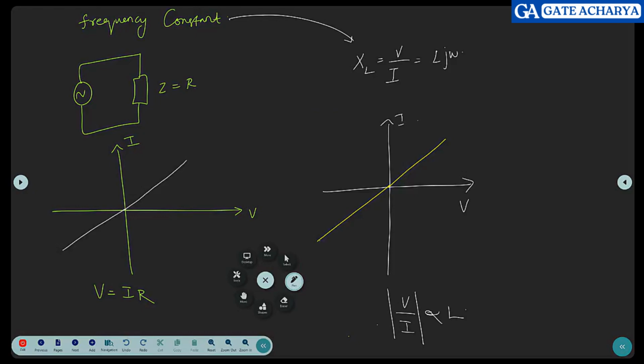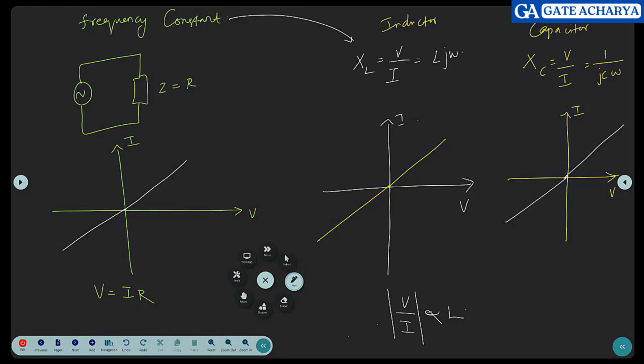If I do something like that for a capacitor, this was for an inductor. XC is V by I, 1 by j C omega. And if you say the frequency is constant again, let us say 50 hertz, it's a constant number. The capacitance value is, let us say, 1 microfarad. That is also constant. So V is directly proportional to I. So whenever V increases, I will also increase. So you're going to get a straight line like this.